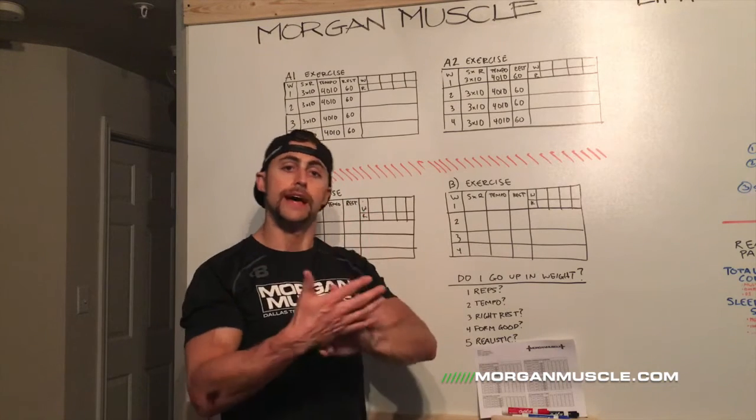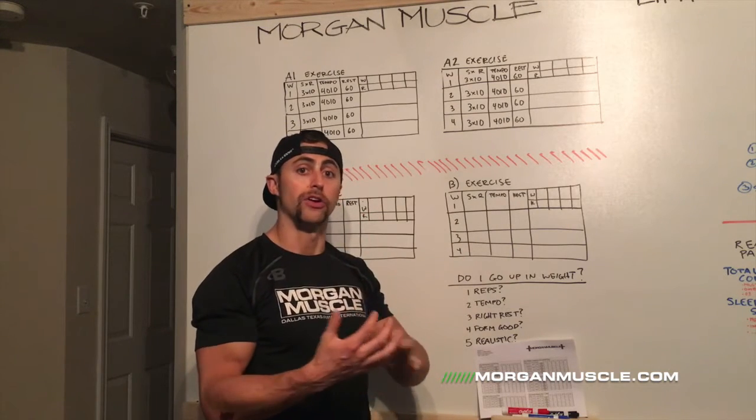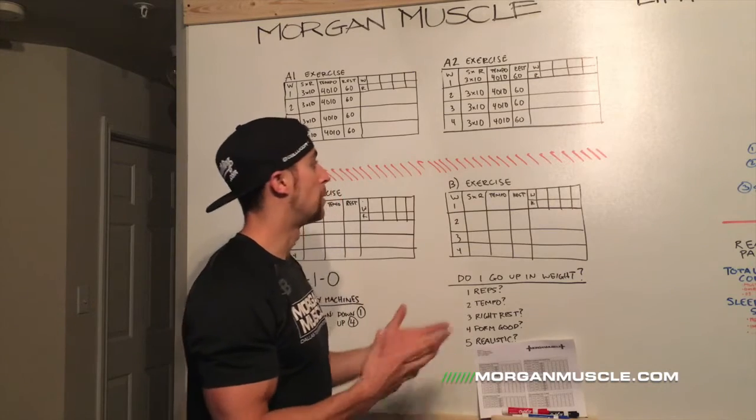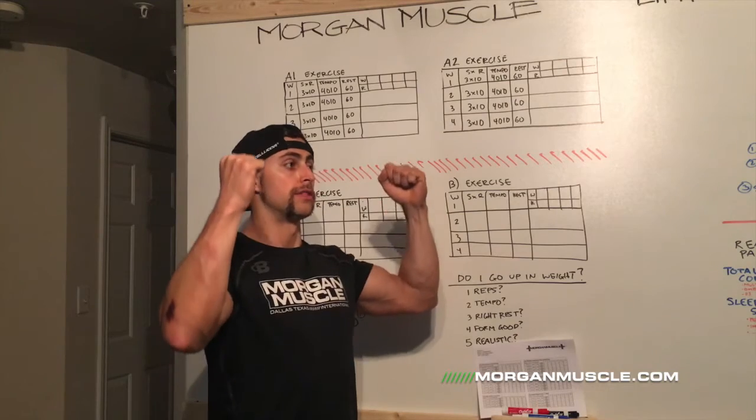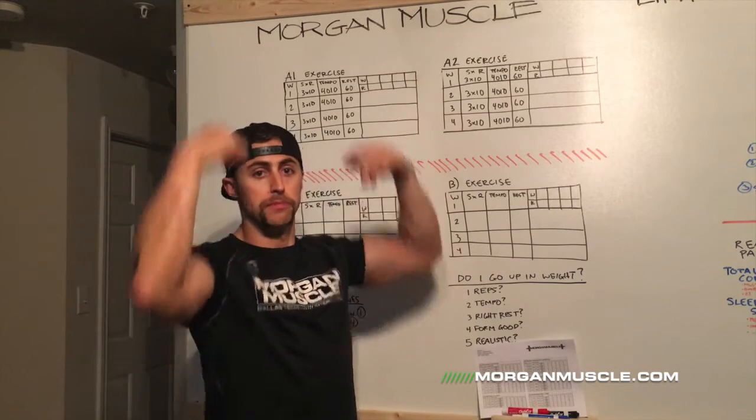The third number is how fast you're gonna move the weight or contract the muscle. So on a pull down, we're contracting this way. Down in 1, and then 4, 3, 2, and 1, and next rep.